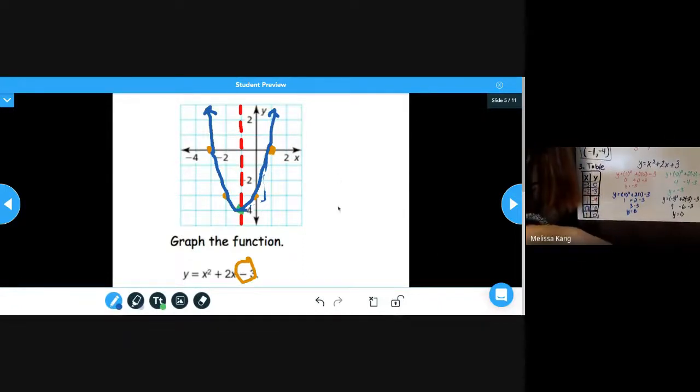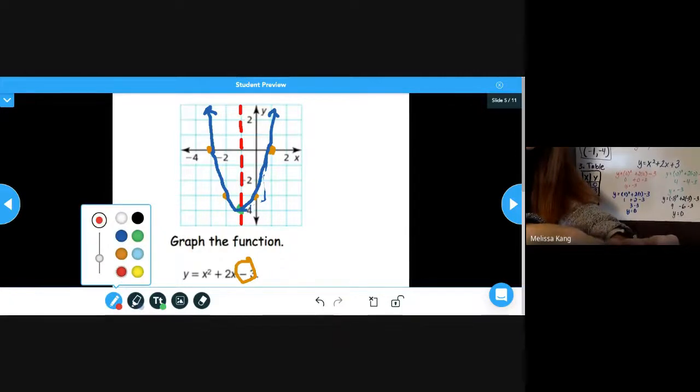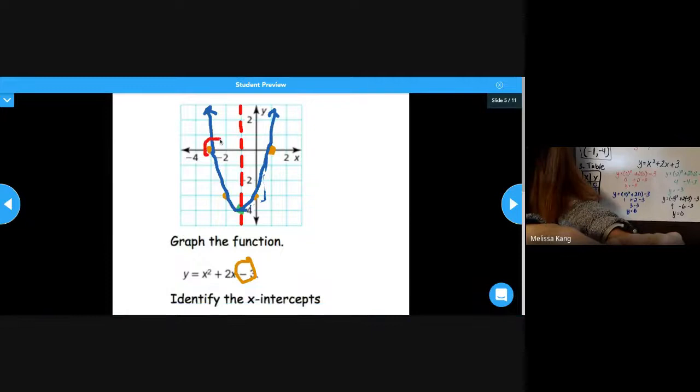Okay, and I continue to rise on both the left and the right, so I drew those arrows there. So now I graphed the function, great. And the other thing was to identify the x-intercepts. Oh, okay, so my x-intercepts are, I'll use the red, right here and right here.